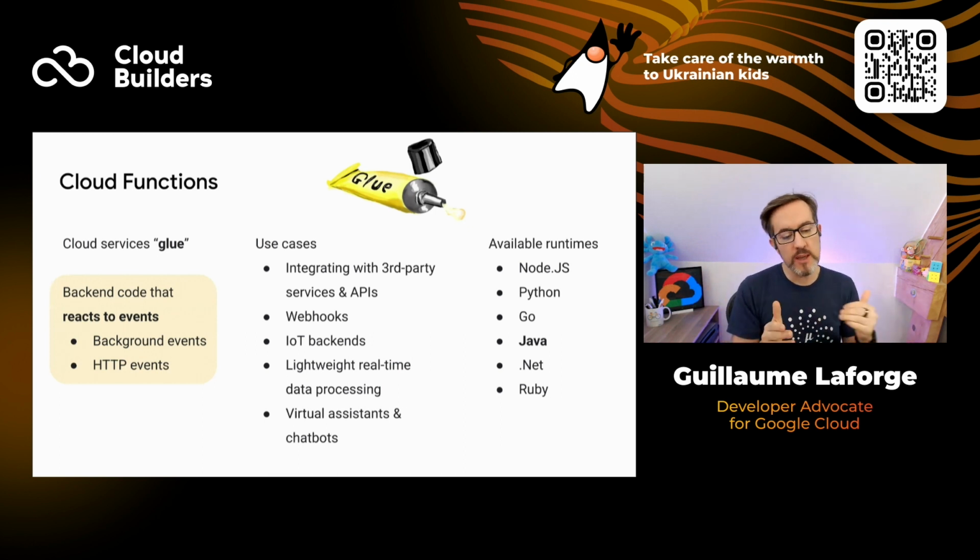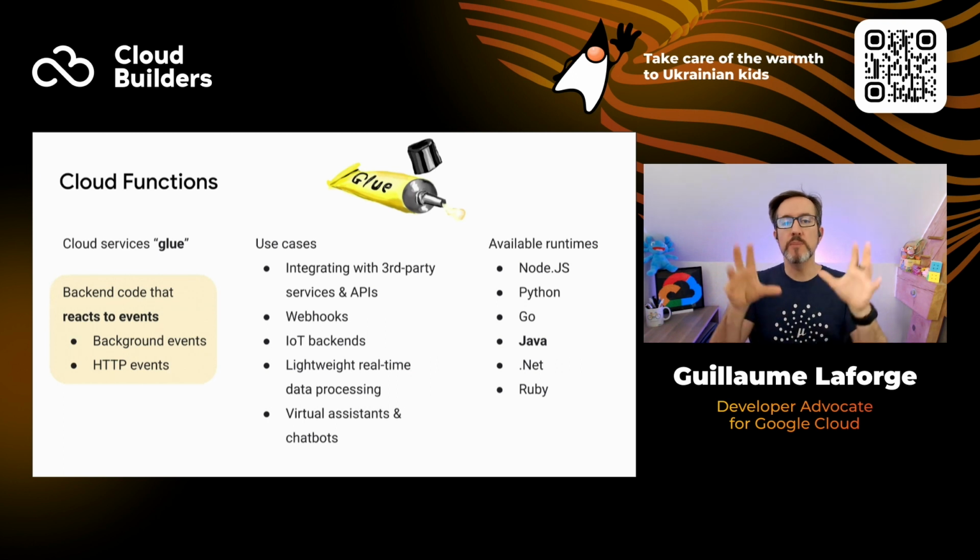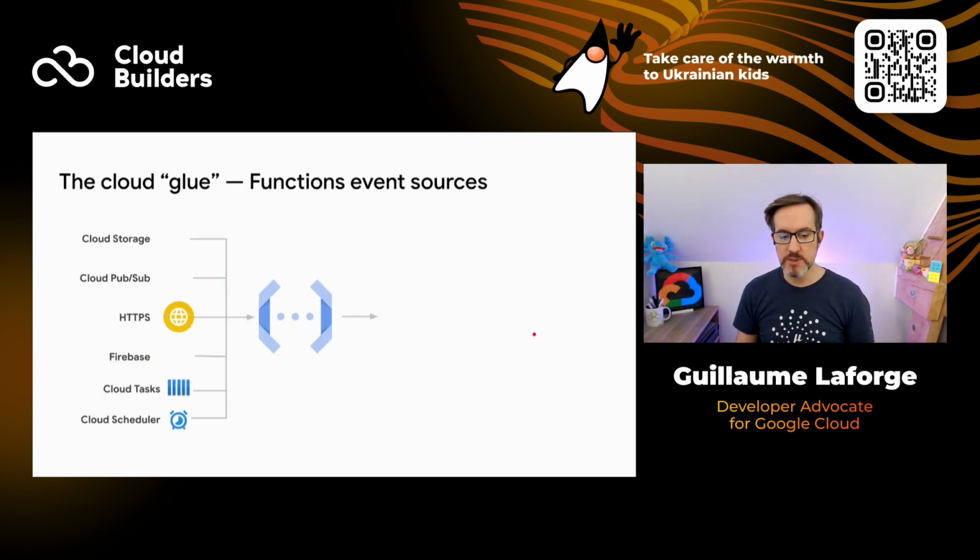And with functions, usually it's not so much for synchronous use cases. It's more for event-driven, asynchronous scenarios. So it may be for webhooks, IoT backends that send sensor data, some lightweight data munging, chatbots, etc. There are 7 key runtimes that are supported: Node.js, Python, Go, Java, .NET, and Ruby. There are also some open source ones that you can run on top of Cloud Run for Dart and C++, I think. But the ones that are fully managed on Cloud Functions are those 7.